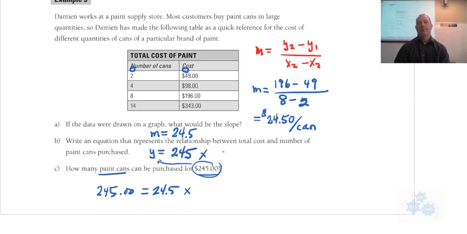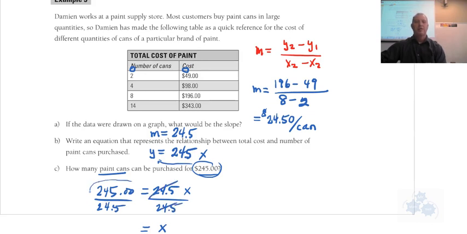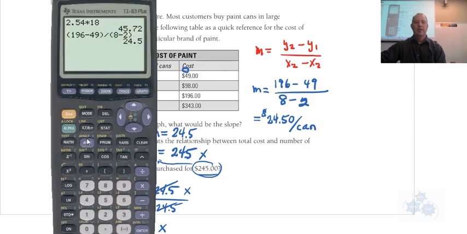So what is X? 24.5 times what gives you 245? Or how do you get rid of this? How do you get X all by itself? Because this is what we want. Who remembers that? Someone else answer now. This side of the room. Divide. Thank you. Divide by what? 24.5. Thank you. So that's perfect. Divide by 24.5. That gets rid of that. And then this right here is going to be whatever your X value. Very good. So 245 divided by 24.5.